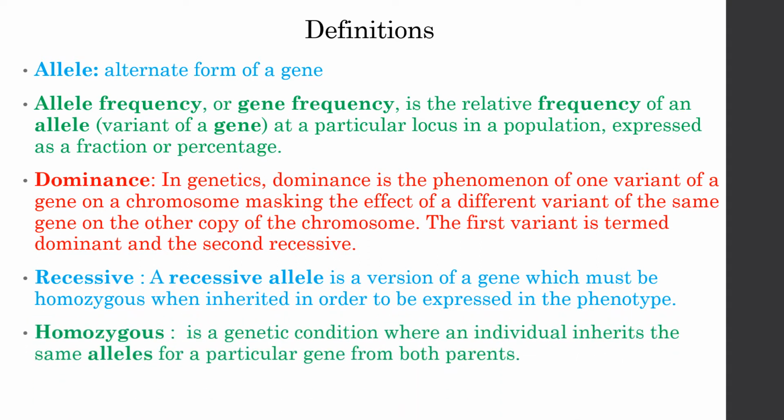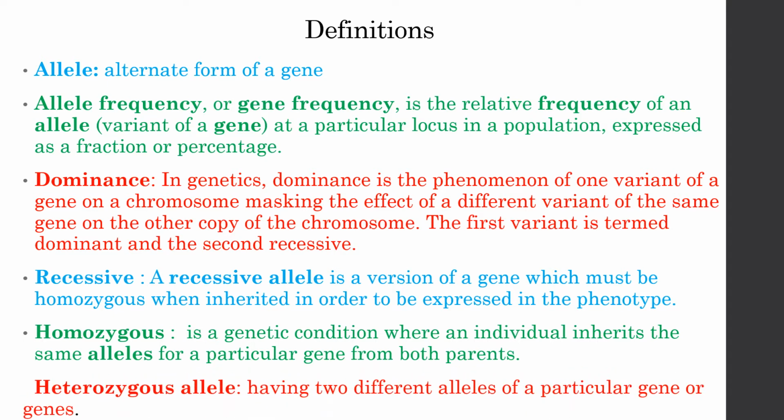Then what is homozygous? It is a genetic condition where an individual inherits the same alleles for a particular gene from both the parents. And what is a heterozygous allele? It has two different alleles of a particular gene or genes.